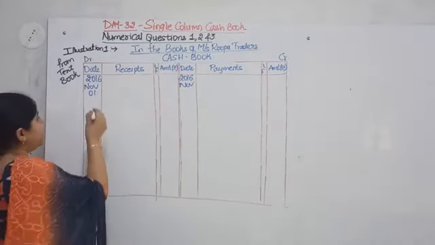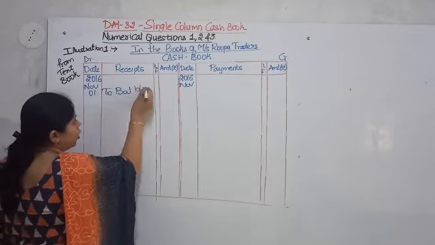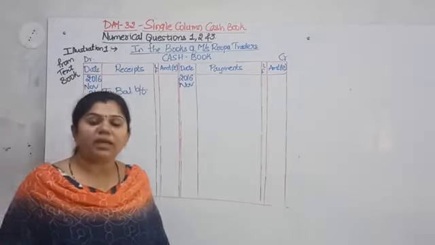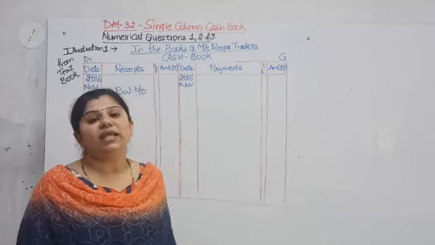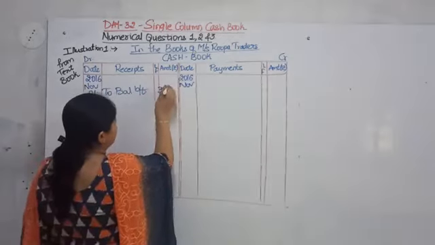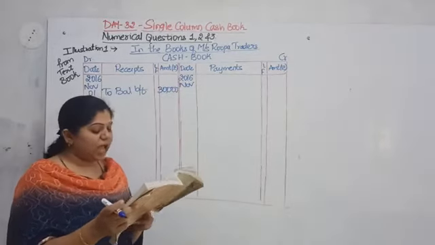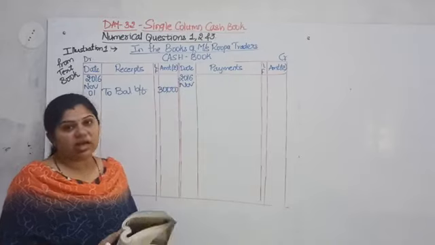Okay, what is this entry for? For opening balance. To balance brought forward. As it is the opening balance, what do you write? To balance brought forward. And what is the amount? See, the amount is rupees 30,000. Next, on the 4th: cash received from Gurmeet, it says.